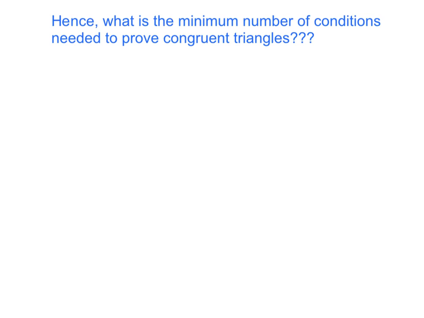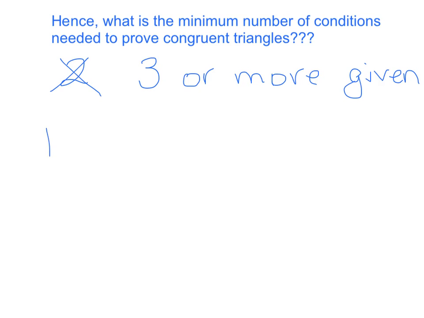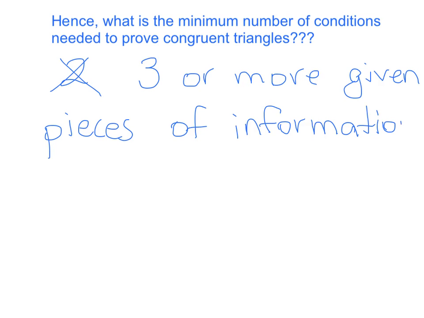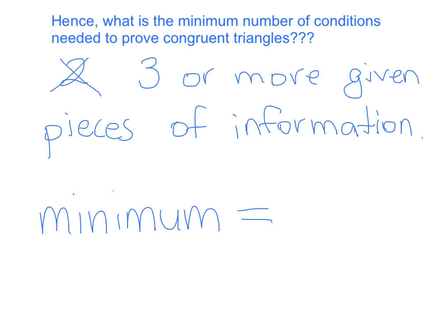So hence, what is the minimum number of conditions needed to prove congruent triangles? Well, as we've just seen, 2 is not enough to prove that they are identical. And what we need to make sure we have is 3 or more given pieces of information in order to prove that two triangles are, and always will be, no matter how you draw them, identical to each other. So that means that the minimum number of conditions that we have to be given to prove that two triangles are identical will be 3.